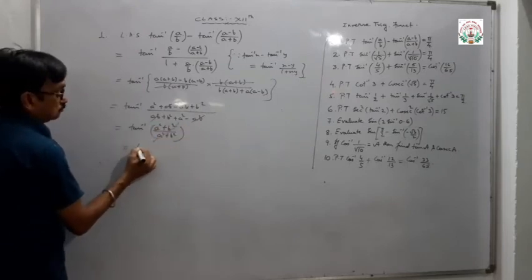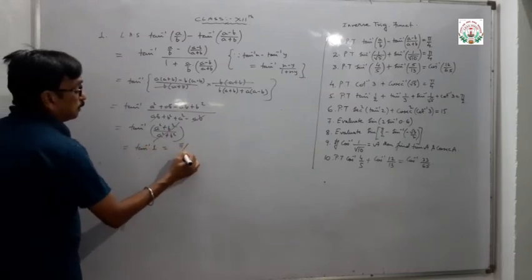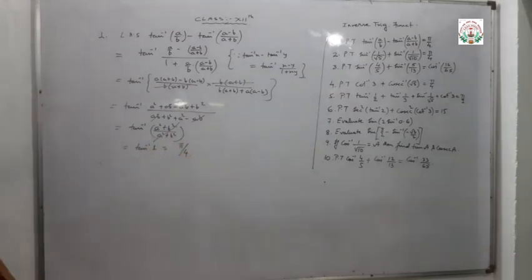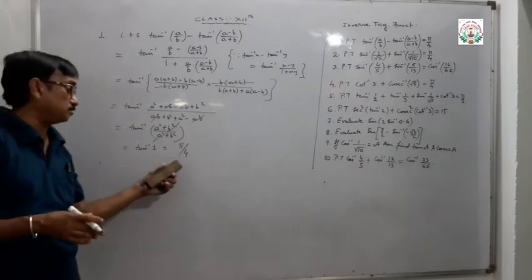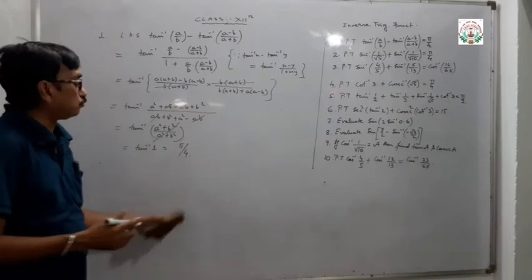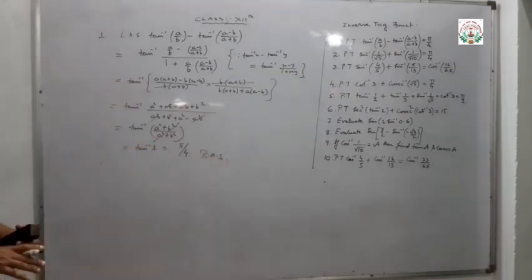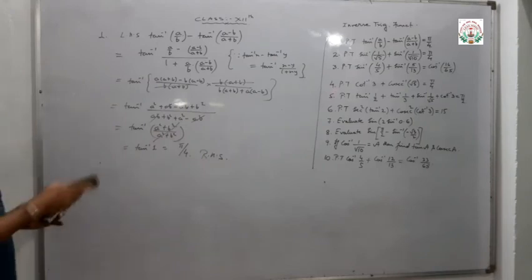This cancels out. We get tan inverse of 1, that will be pi by 4. As tan pi by 4, the 45 degree value, is 1, so tan inverse 1 equals pi by 4, and that is our RHS. So this is our first question. Now let's move to the second question.